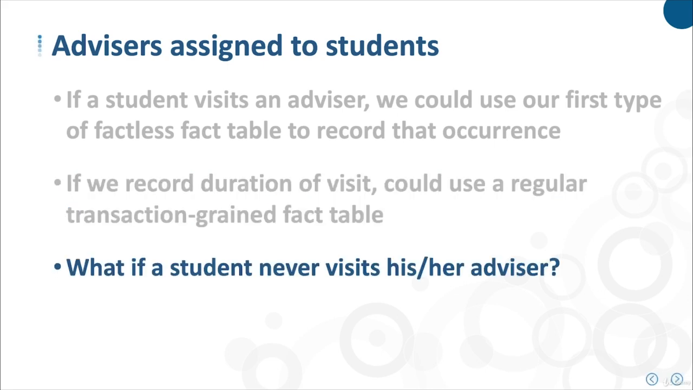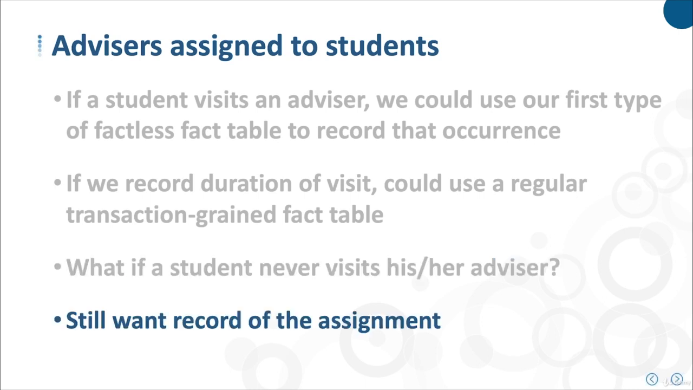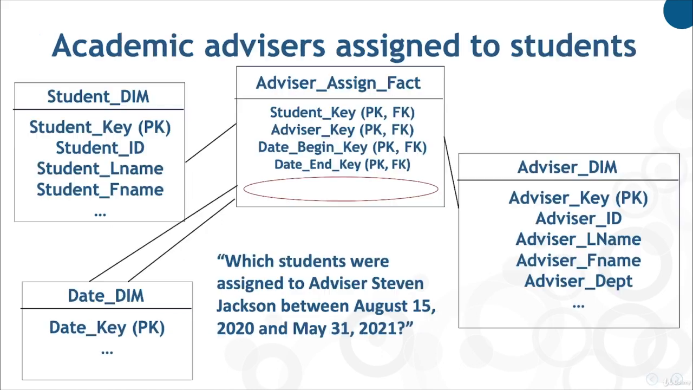However, suppose a student never visited his or her advisor. We still want a record of that assignment, but suppose next semester the student gets a different advisor, we potentially could never know and never be able to analyze all the student advisor assignments if, for example, the student never visited his or her advisor. So that's where this type of factless fact table comes in.